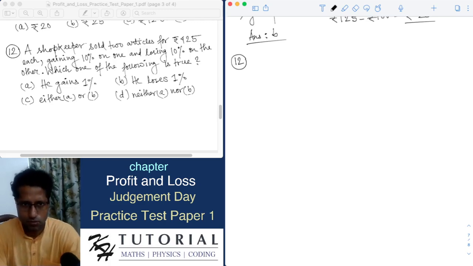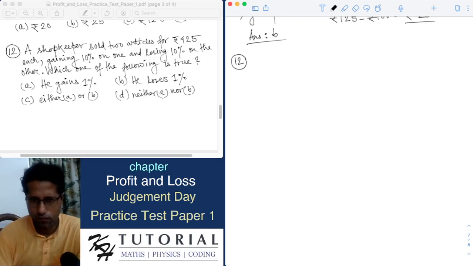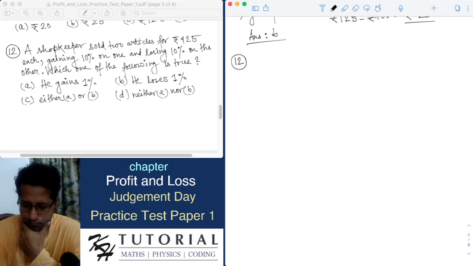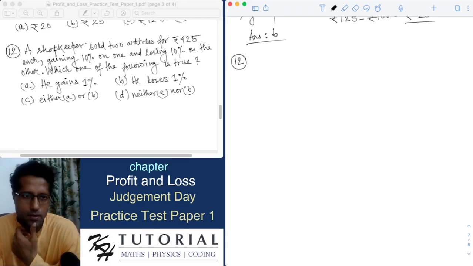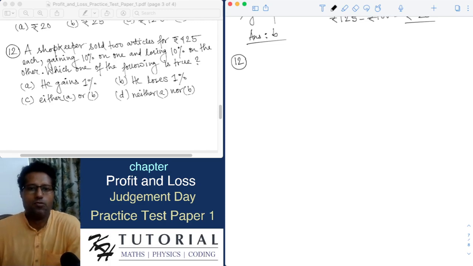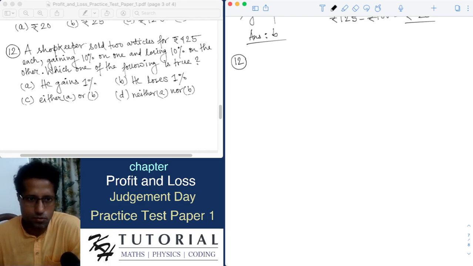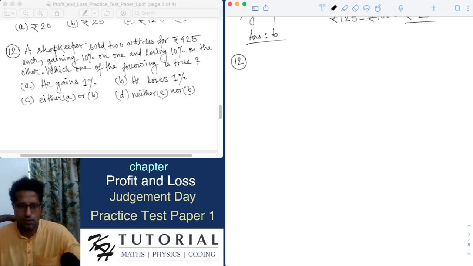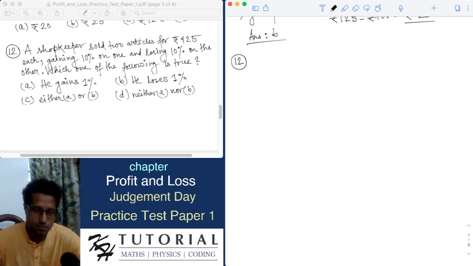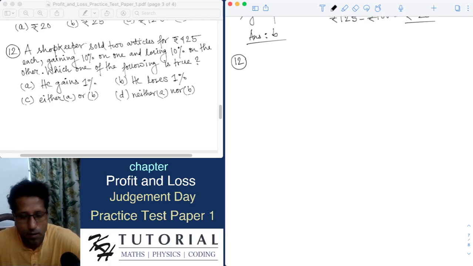So the shopkeeper sold 2 articles for rupees 425 each. Selling price of each article is rupees 425, gaining 10% on one and losing 10% on the other. So which one of the following is true? He gains 1%. Now the choice is he gains 1% or he loses 1%. This is basically on the overall transaction, that is, he gained or lost based on the selling price and cost price of 2 articles.